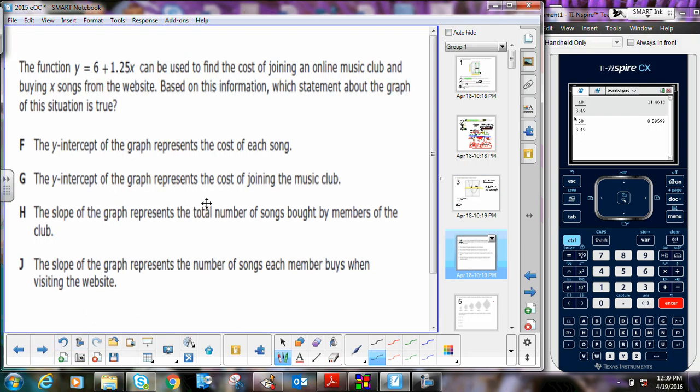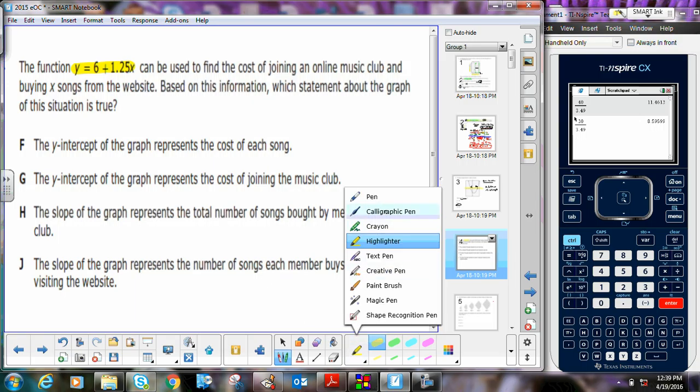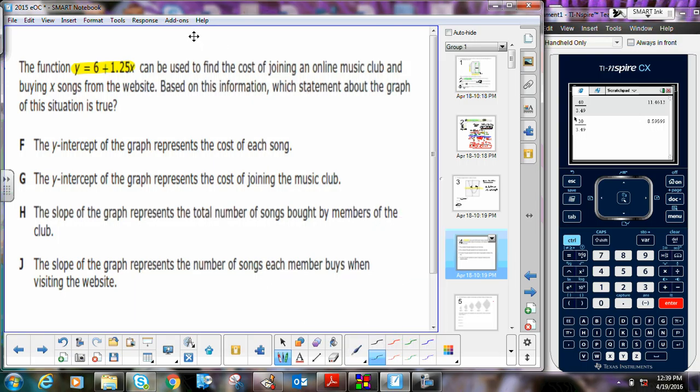Now, let's read this one. The function y equals 6 plus 1.25x. So let me highlight it. Again, what type of function? This one, mx plus b. Oh, this is linear. So step one, you have to recognize what type of function. So this is linear. I'm dealing with a linear equation. So I'm going to put linear.